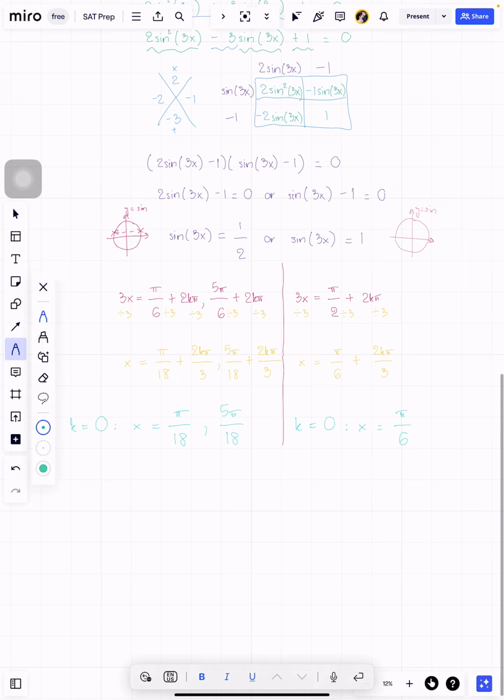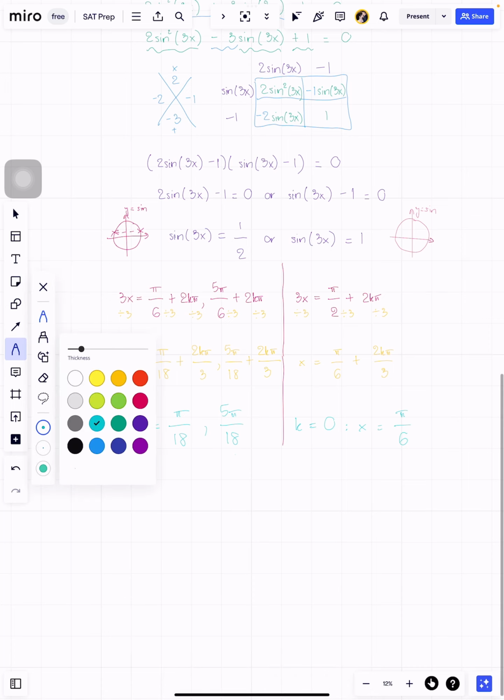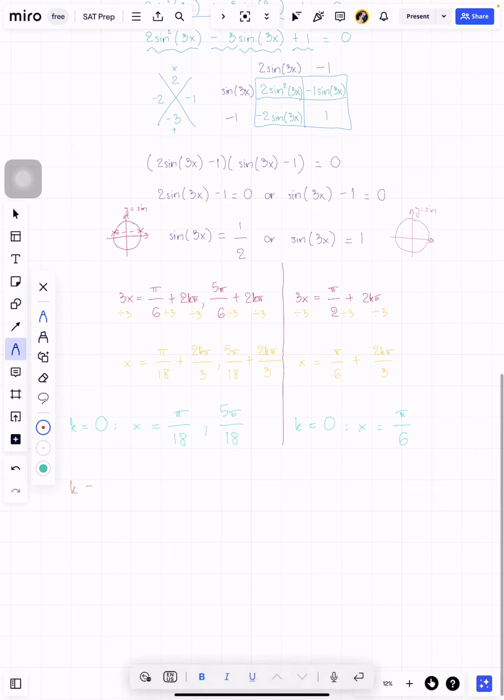Let's do another round of k value. This time, in red, if k equals 1, let's see what I'm going to get. I'm going to get pi over 18 plus 2 pi over 3. You can do that in a calculator. Actually, I can do it real quick in here. So 1 over 18 plus 2 over 3, this would be 6 times 2 is 12, plus 1, 13 pi over 18.